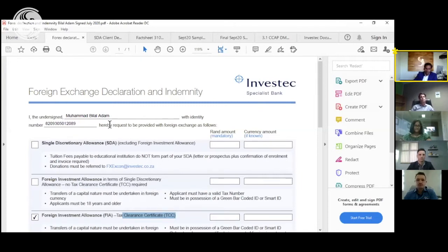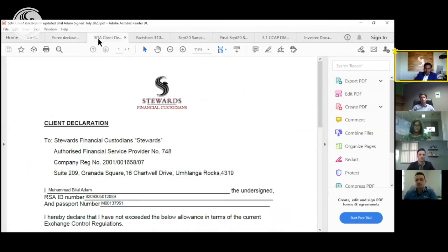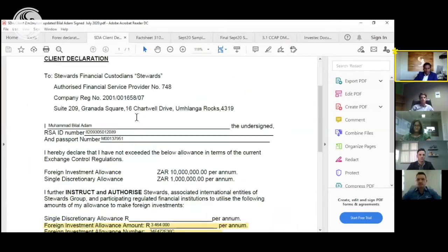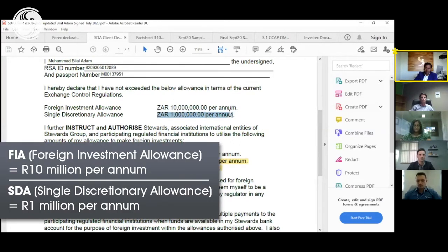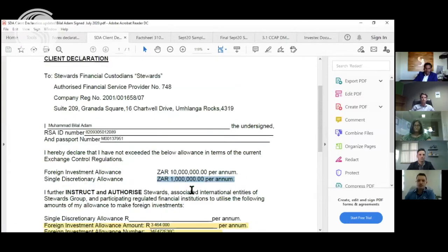The second form in your onboarding pack is the Stewards form, which is where you authorize Stewards to use a portion of your 10 million FIA or a portion of your 1 million SDA, and you would just tick whichever one it is and fill in the correct numbers here. It's very important that you do this diligently, because if you breach these allowances, it's actually illegal. It's an offense. These are SARB regulations as to how much you can pay offshore.